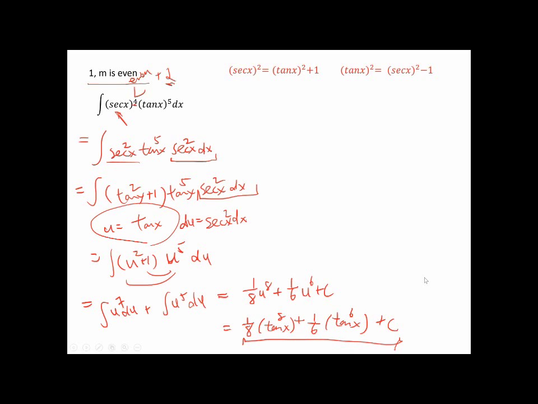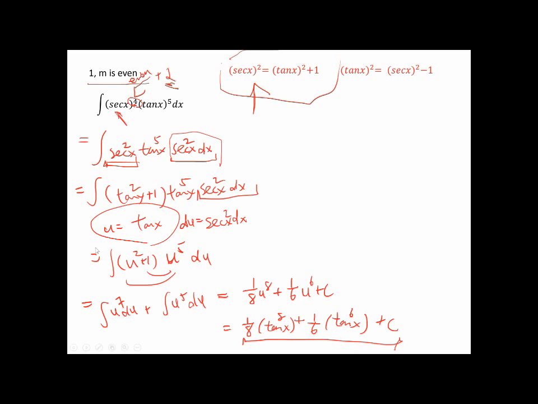Let's go back and see our method. Firstly, I find secant is my priority. I want to see what it carries: 4, an even power. I want to separate it into even plus 2. So what I did here: secant squared I put with the dx, and then the rest I rewrite using the key formula. I always use this formula as my key. Plug in the substitution, and you're going to solve it.